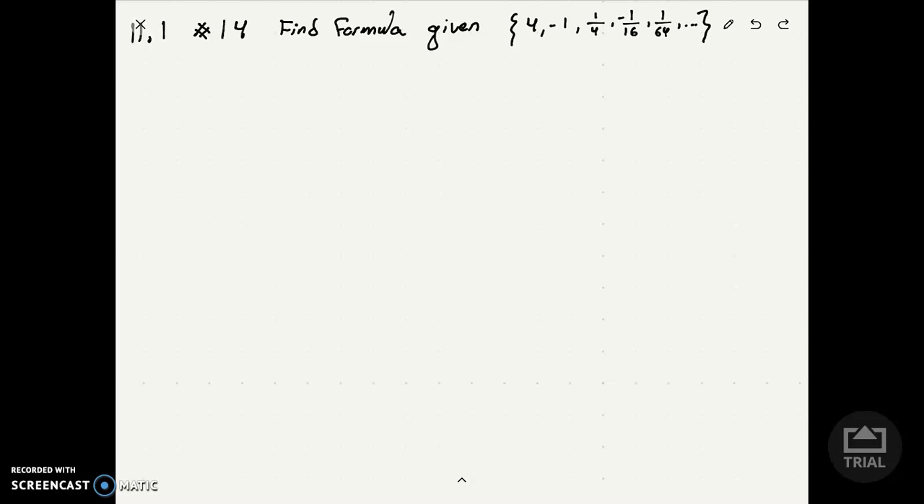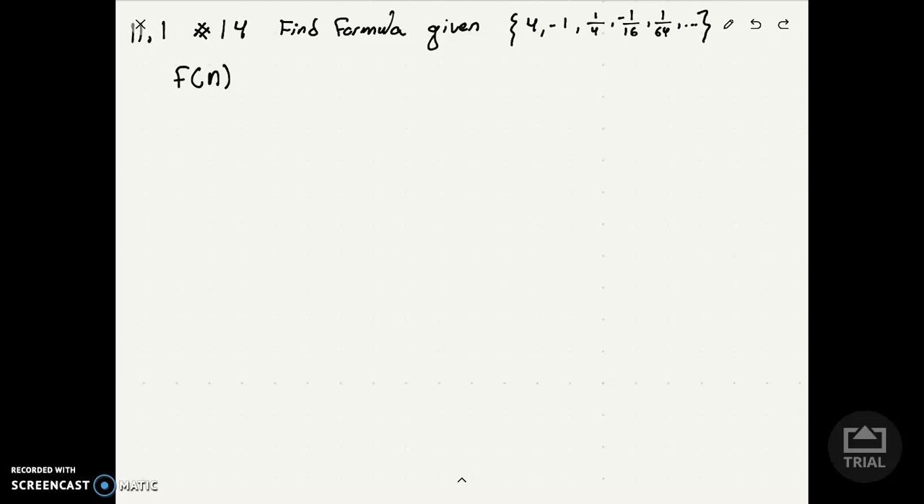So number 14, it's asking to find the formula given by the sequence, and then it goes ahead and gives us the first 5 terms and saying, okay, if this pattern continues on, how would you express that in a closed form? So to do this, we're trying to find some function of n such that for each n value, it corresponds to each of these. So it has to satisfy that. And to do this, we really just try to find the pattern and then model it using a function.